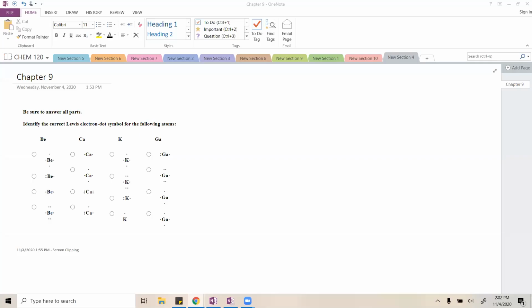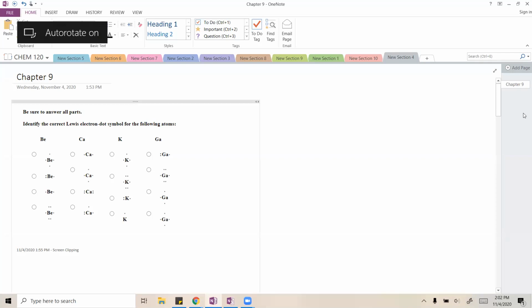Okay, so this is going to be some problem solving for chapter 9. I got these problems from your homework, so yours might be similar or it might be this exact problem. Who knows? It all depends on what version you get.